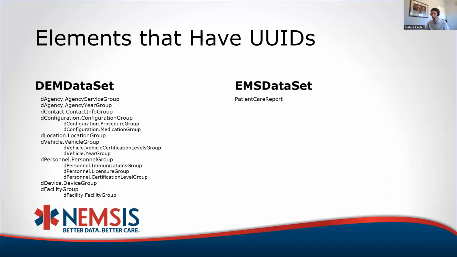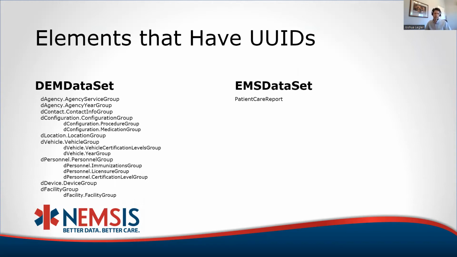On the EMS dataset side, there's only one element that has a UUID, and that is the patient care report. Of course, as we know, an agency can have multiple patient care reports. And of course, every agency does have multiple patient care reports. And so each of those patient care reports has its own UUID assigned. And then, of course, there's all kinds of data within that patient care report about the EMS call.